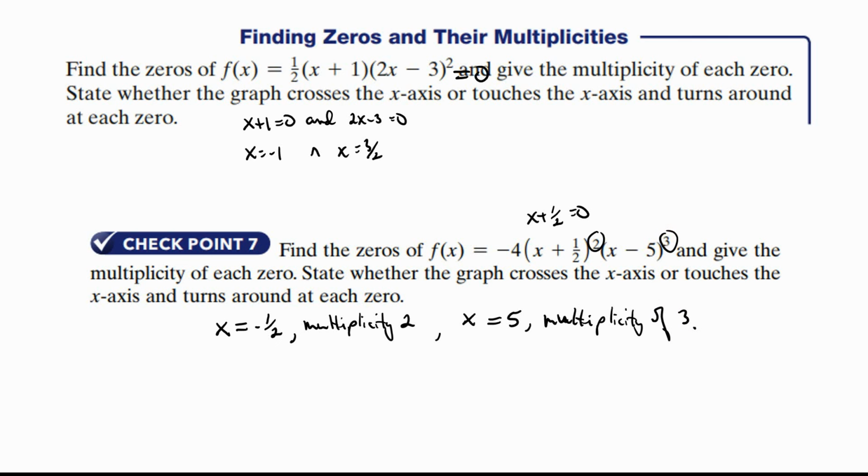Now, if it has an even multiplicity, that means that it's going to touch the x-axis. Here, this guy just touches, and that's at negative 1/2. If it has odd multiplicity, then the graph is going to cross at x equals 5.